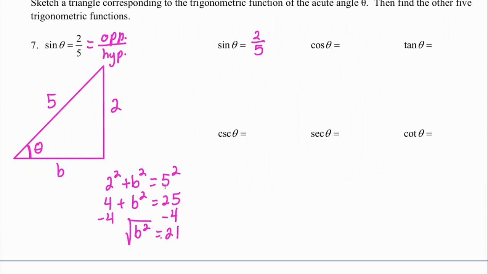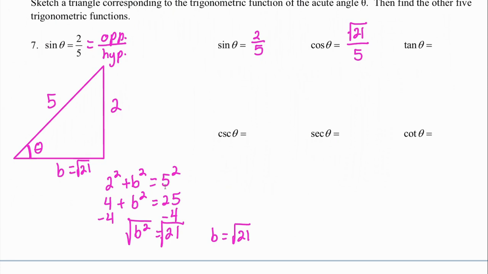And then we would take the square root. So b is going to equal the square root of 21. Typically, it would be plus or minus, but here we're not going to have a negative side length, so we're okay to just leave that as the square root of 21. Okay. And then we can find our other trig functions now that we found that. Cosine is the adjacent over the hypotenuse. So cosine is going to be the square root of 21, which doesn't simplify. It splits into 3 and 7, but neither of those are perfect squares. So it'd be the square root of 21 over 5.